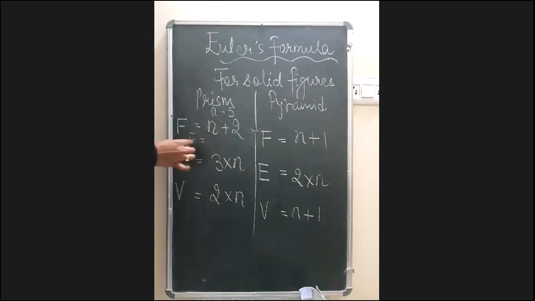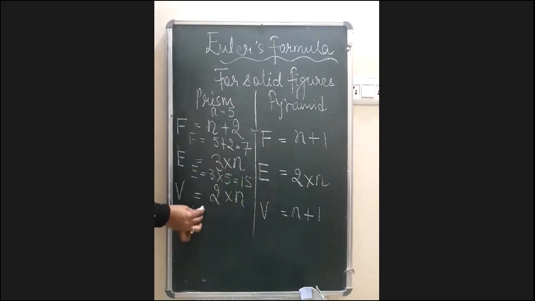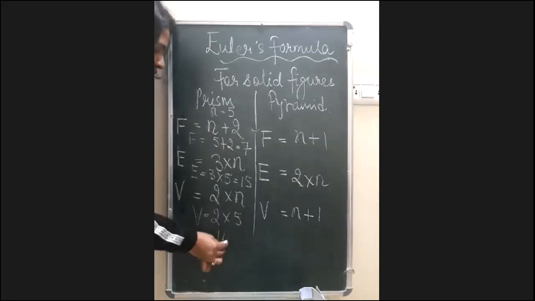Now F is equal to n plus 2, मतलब 5 plus 2, which will give us 7. Then coming on to E, में भी आप वही काम करोगे, 3 into n. n मतलब 5 because we are talking about pentagonal. So this is 15 now. Moving on to 2n, that is vertices. Vertices मतलब 2 into 5 here because we are talking about n. So ये हो जाएगा आपके पास 2 into 5 which will give us 10.